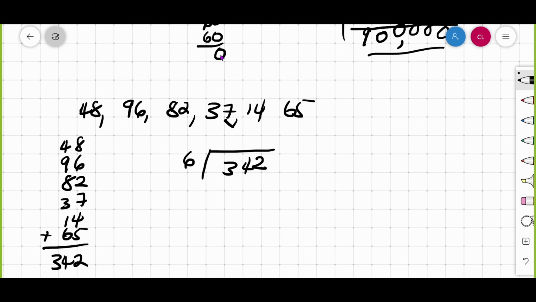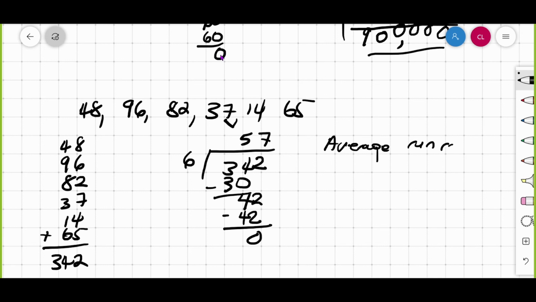So if we divide this by 6, 6 into 34 goes 5 times, and 6 5s would be 30. We have 4 left, bring down the 2, and 6 into 42. How close could we get with that? 7. Good. So 6 7s would give us 42, and we're done. So his average run rate, or average runs per innings, would be 57.